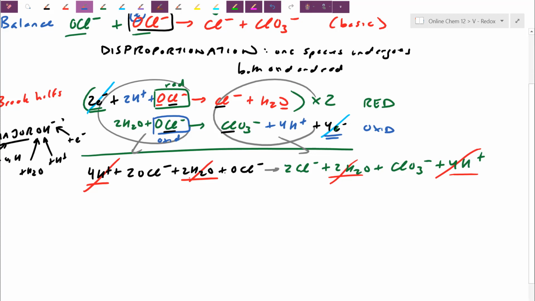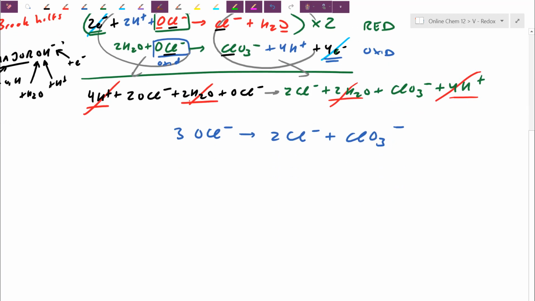Being a disproportionation reaction, we were looking at the same chemical anyways. I have 2 OCl minus and 1 OCl minus. In total, that means I have 3 OCl minus. As that becomes 2 Cl minus and ClO3 minus, this should be balanced in terms of number and charge. Let's just check it for ourselves here. I have 1 oxygen, 1 oxygen in each molecule times 3, so 3 oxygens, 3 oxygens. 3 times chlorine means 3 Cls, 2 chlorines there, 1 chlorine there, so 3 Cls. Total charge is 3 times negative, so minus 3.